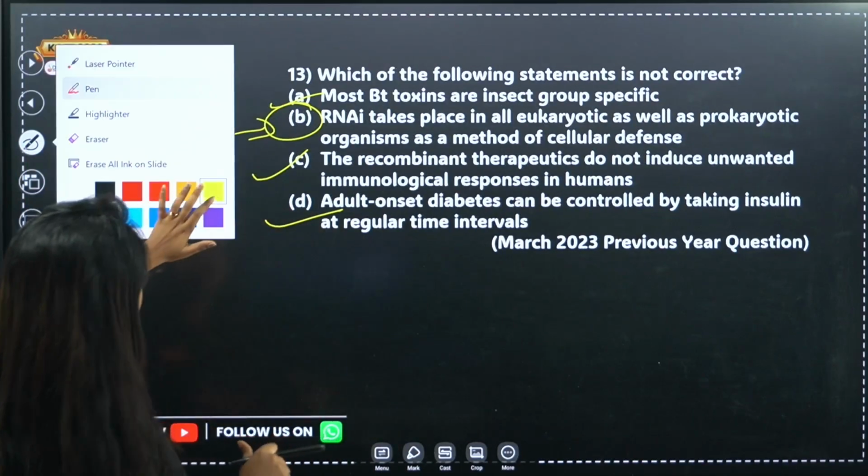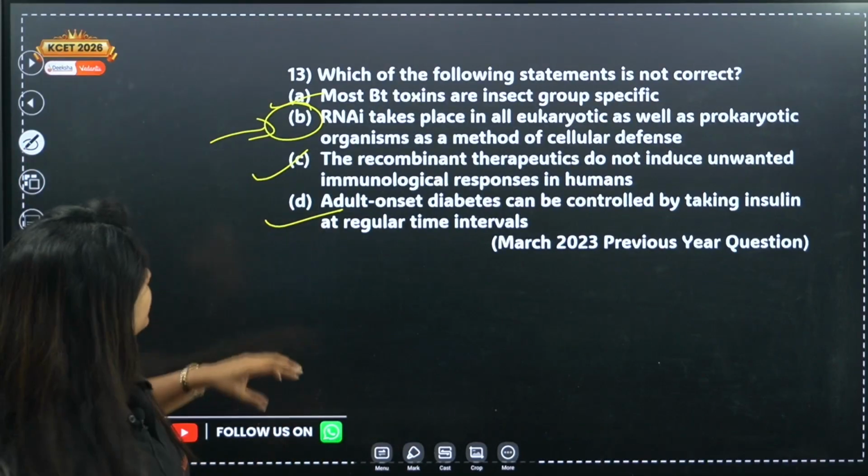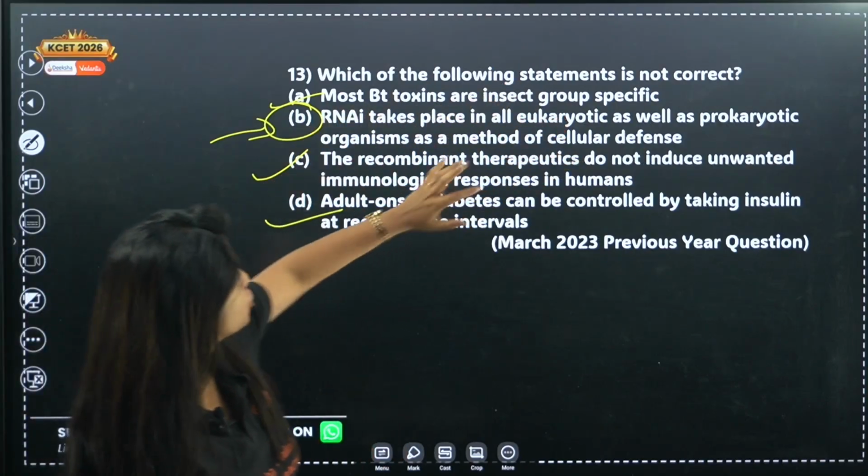We were solving this question. Don't worry, the session is going to end soon. Okay. Now, which of the following statements is not correct?